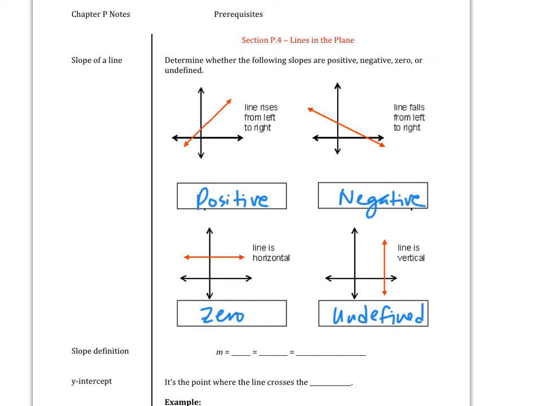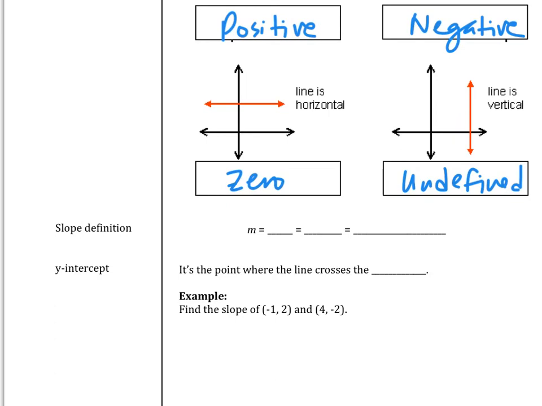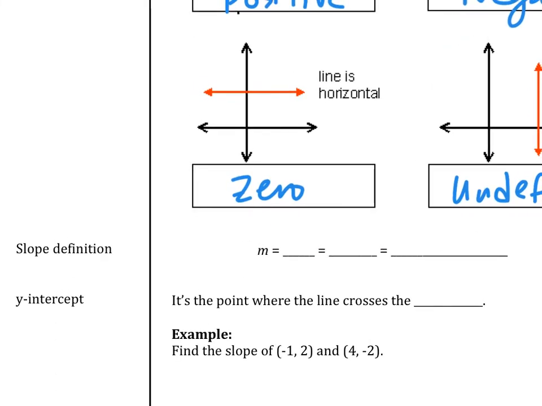So the up and down is undefined slope. And then if it goes left and right, that is zero slope. So don't get those two confused. So what is the slope definition? Well, slope, if you kind of remember the formula, is y2 minus y1 over x2 minus x1.